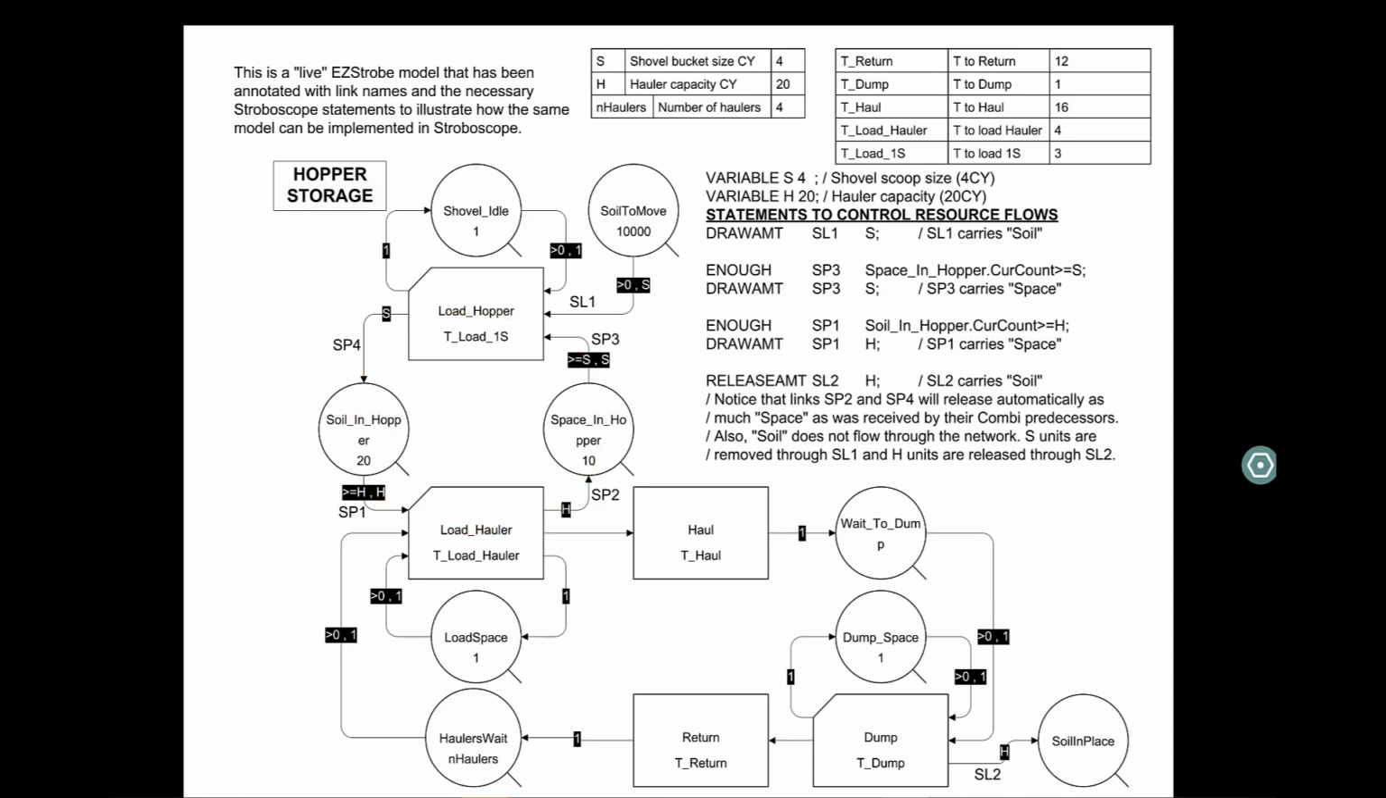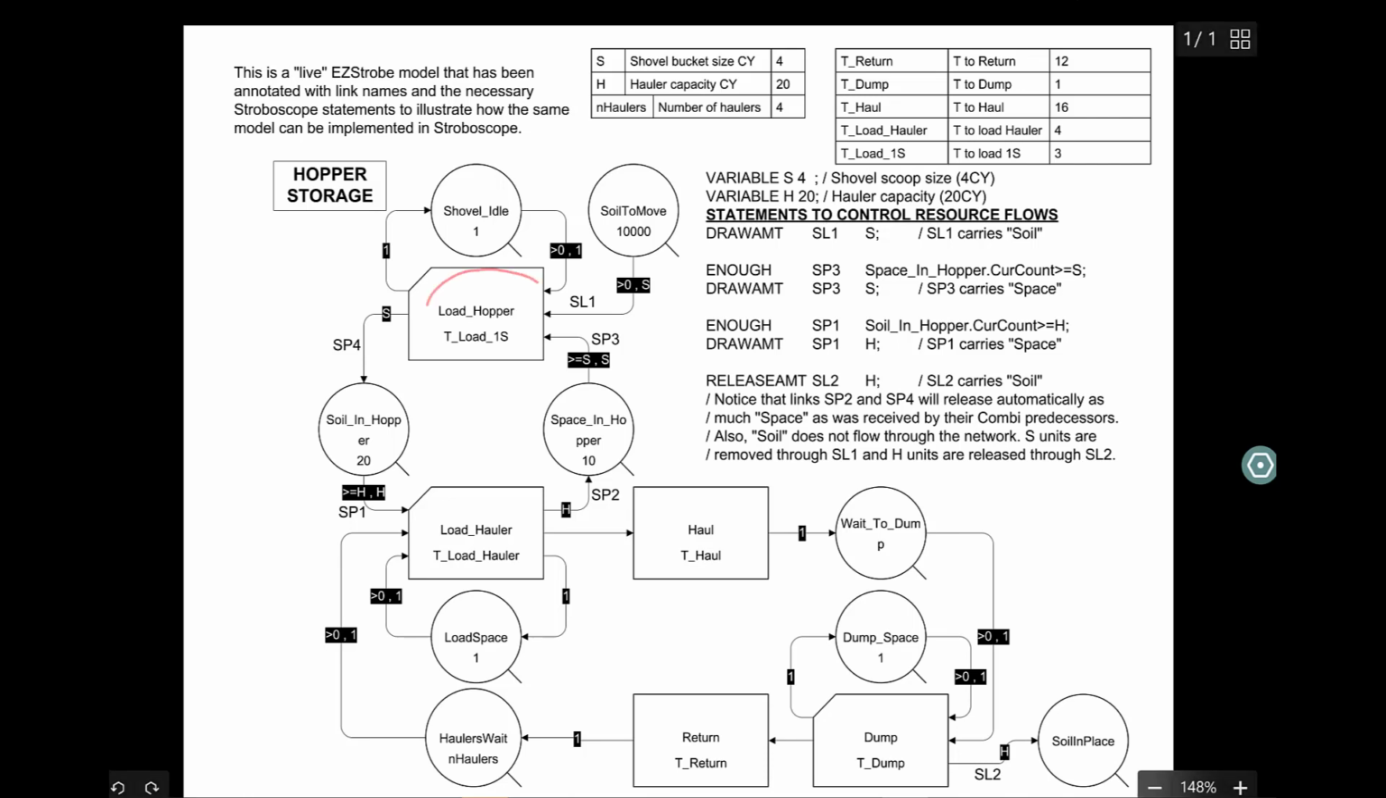The answer is that the kind of resource that flows through this is called space. So we have a resource called space in space to hopper, which is initialized to 10 units. And we have a resource called space in soil to hopper, which is initialized to 20 units. And as you can see by the name of the links, SP1, SP2, SP3, and SP4, these 4 links carry resource of type space, which circulates or cycles through those particular 4 nodes.